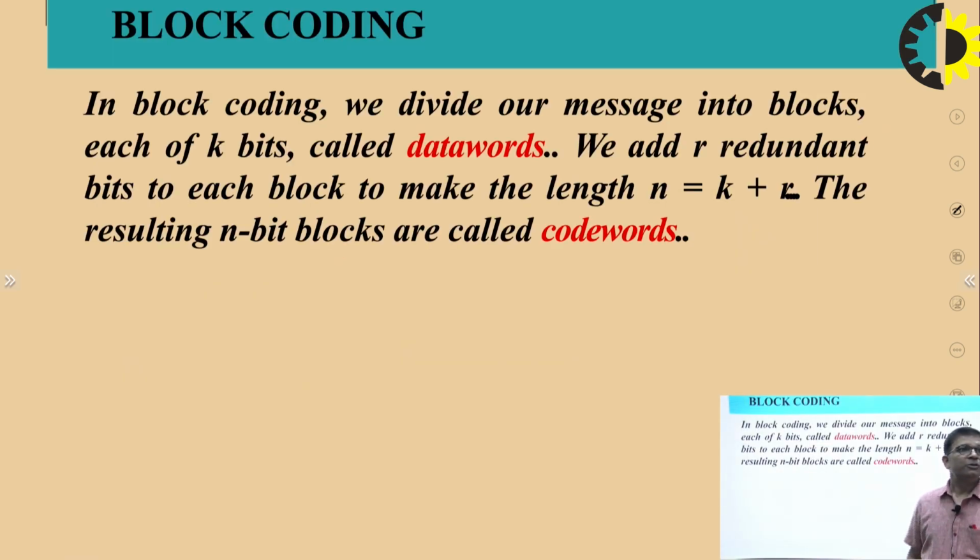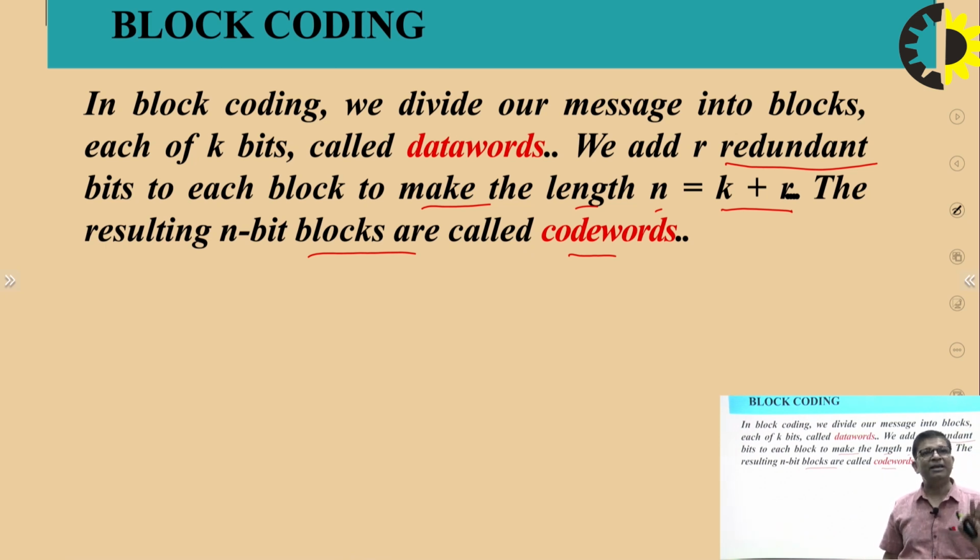Okay. So block coding. In block coding, we divide our message into blocks, each of k bits, called the data word. And we can add r redundant bits. r means a few redundant bits, maybe one, maybe more than one, that can make the length of the data word k plus r. The resulting n-bit block is called a code word. Now it becomes a code word.